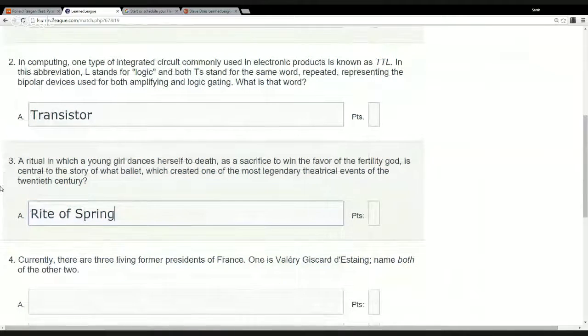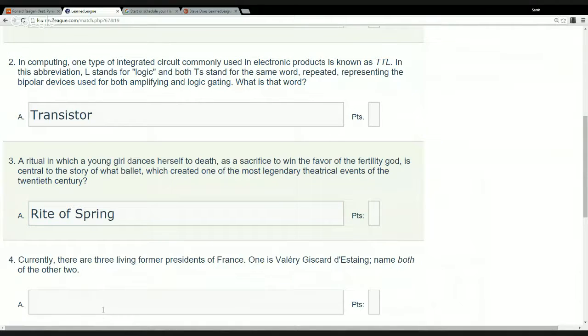4. Currently, there are 3 living former presidents of France. One is Valéry Giscard d'Estaing. Well, I wouldn't have come up with him as still living. He was a bit ago and not super famous. Name both of the other 2.